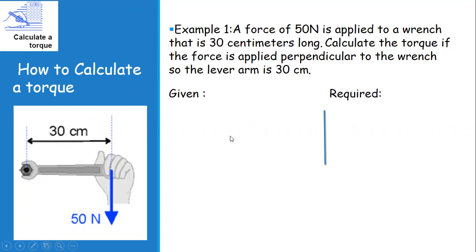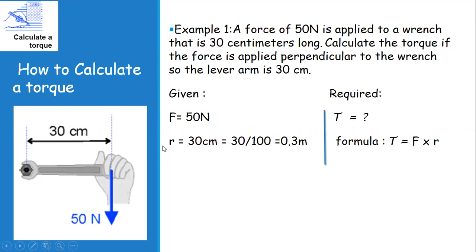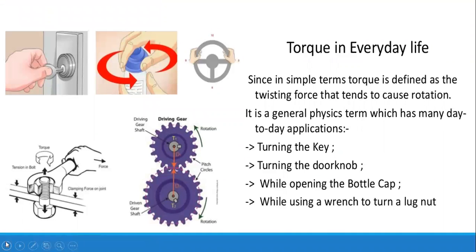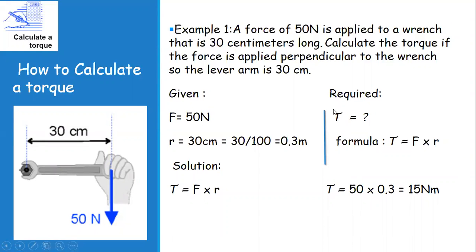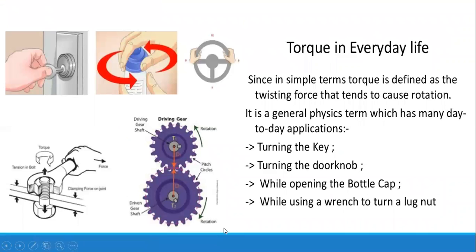Okay, now what is given is that the force is given and the moment arm is given. You need to apply the formula. The formula is torque is equal to force into moment arm. Torque is equal to F into r, 50 into 0.3, that is 15 newton meter. So these are simple numericals with a simple formula.